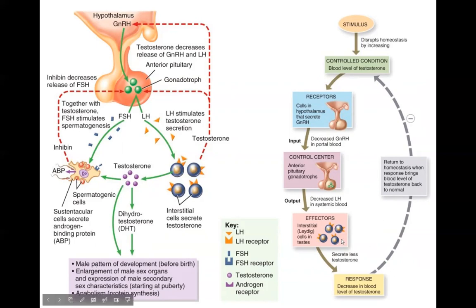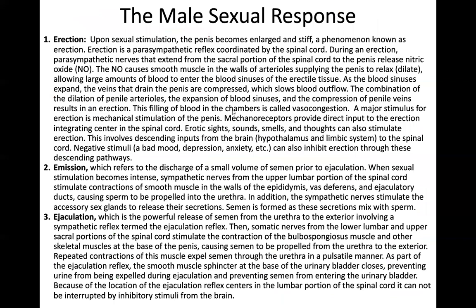Over on the right side, they are showing you a feedback loop where blood levels of testosterone go up. And eventually what's going to happen is the release of less testosterone to bring those levels back down to normal, which is what's being shown here with the red lines that are coming back from the testes to the anterior pituitary and back to the hypothalamus. Not really anything that I'm going to directly pull from, but they were in your textbook, so I included them.